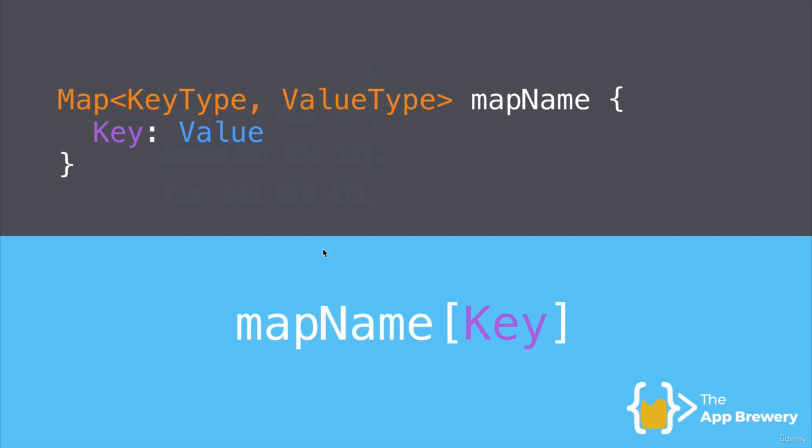And if we want to use our map, we simply refer to the name of the map, use some square brackets, and provide a key. And this will end up giving us the value that's associated with that key.